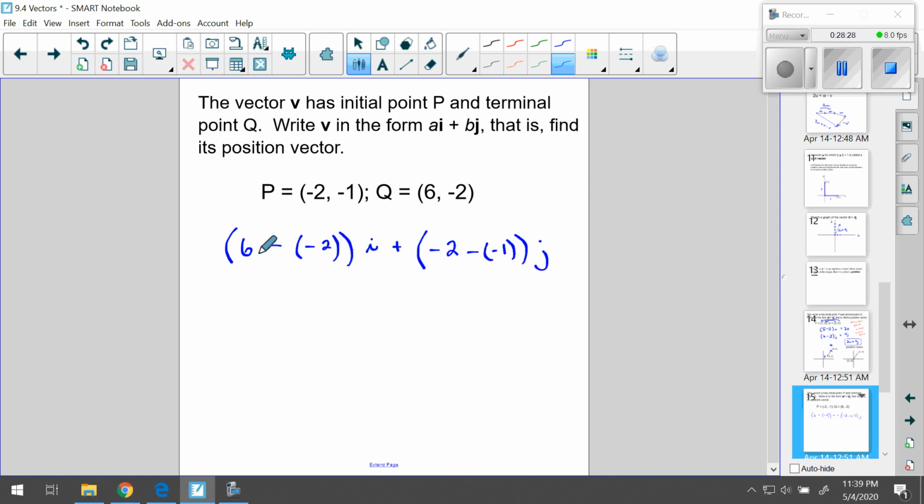So now it's just a little bit of math. 6 plus 2 is going to give me 8i. And then here we have -2 plus 1, so it's going to be -1j or -j.